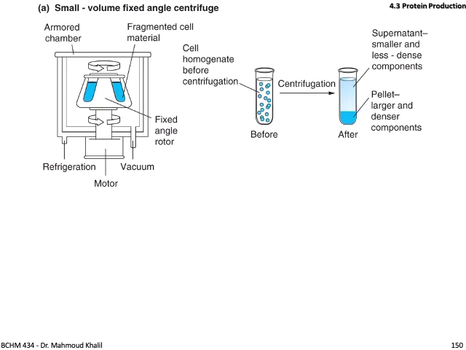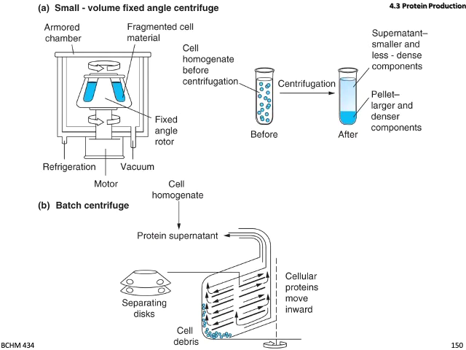In this slide, we can explain how we purify. So you can see this is a centrifuge. You have this centrifuge centrifuging the sample. Then you have the cell homogenate before centrifugation and after centrifugation. You can see that the pellet is the larger and denser component that sinks to the bottom of the tube, while the supernatant contains the less dense components.